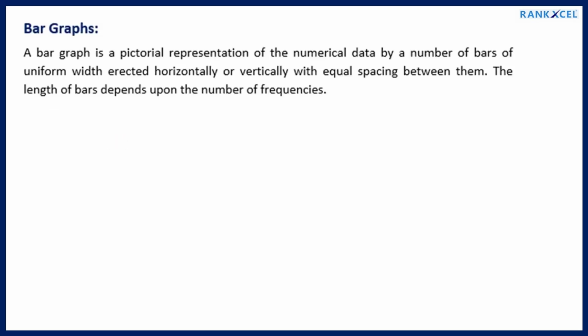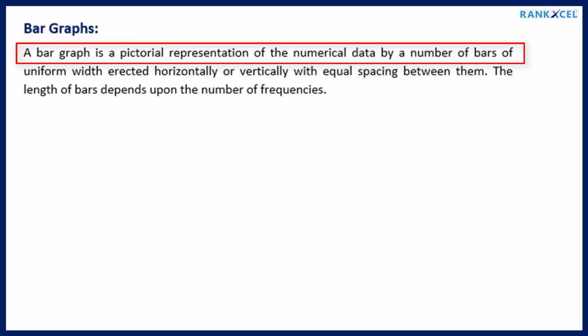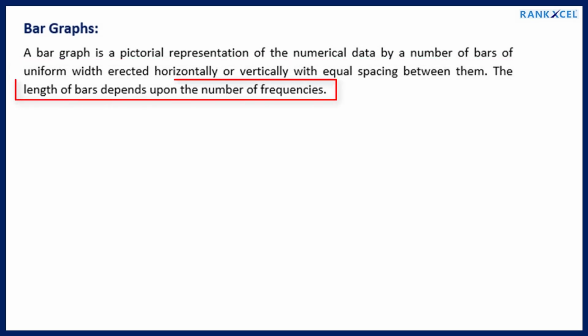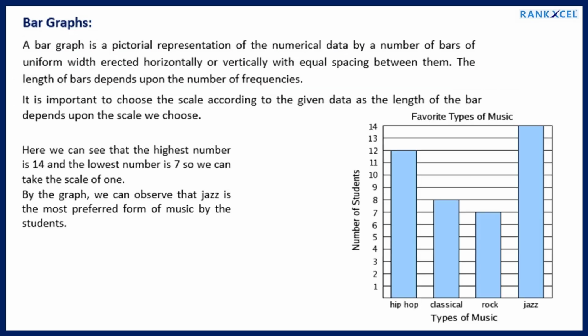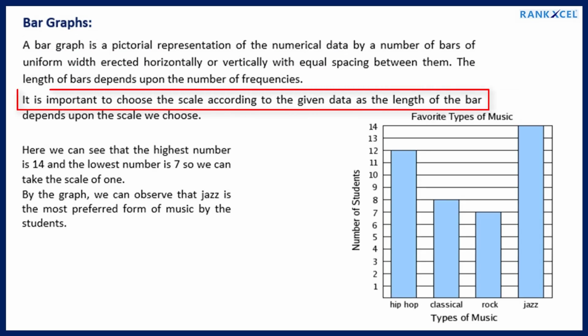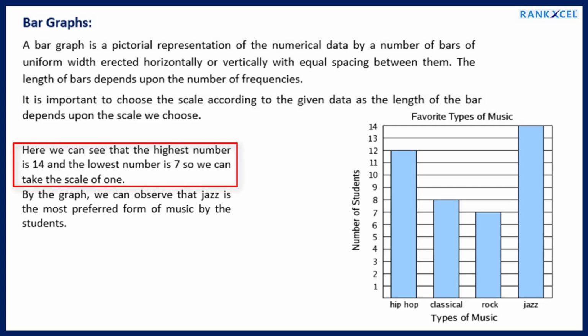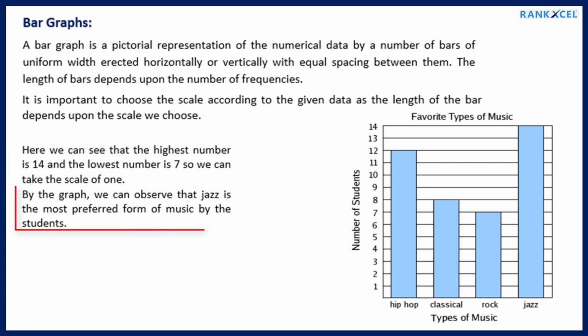Bar graphs. A bar graph is a pictorial representation of the numerical data by a number of bars of uniform width erected horizontally or vertically with equal spacing between them. The length of bars depends upon the number of frequencies. It is important to choose the scale according to the given data, as the length of the bar depends upon the scale we choose. Here we can see that the highest number is 14 and the lowest number is 7, so we can take the scale of 1. By the graph, we can observe that jazz is the most preferred form of music by the students.